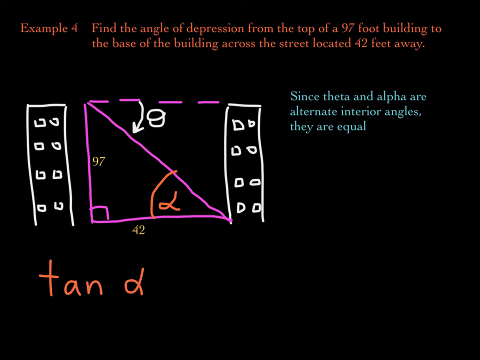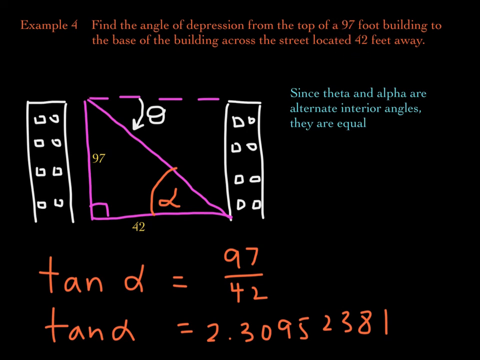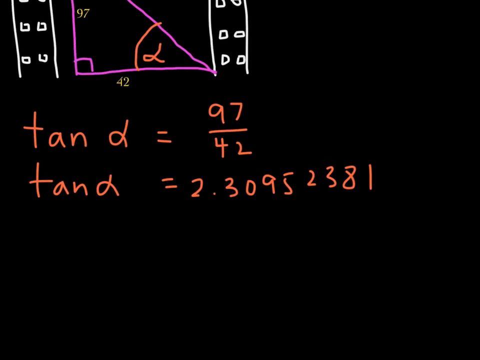Tangent of alpha is equal to 97 over 42, opposite over adjacent. So then tangent of angle alpha is equal to 2.3095238. Okay. Notice that we're going to use two significant digits here because that's what's given in the problem. All right, so let's use an inverse trig function here. So we're going to say that inverse tangent, right? Alpha is equal to inverse tangent of this function value.